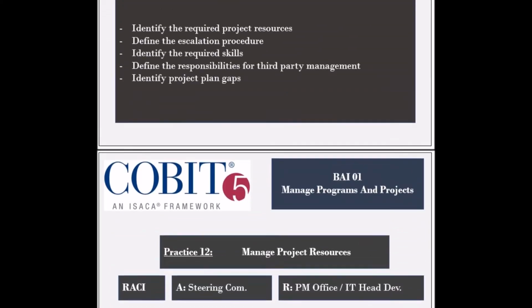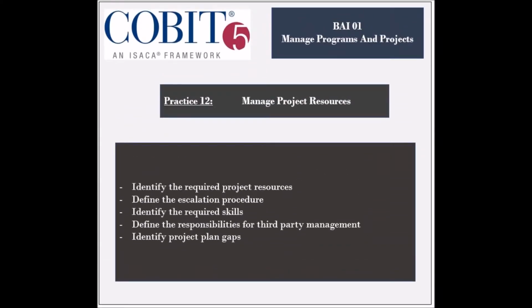internally as well. The activities involved in this practice include identifying the required business and IT resources, and properly defining the roles and responsibilities. The decision-making authority should be defined, along with the escalation procedures and levels. The required skills for each project phase should be identified, and a skill matrix should be developed. The management of third-party services should be defined and assigned to specific roles. The execution of the work should be performed as planned, and any project plan gaps should be reported and remediated.